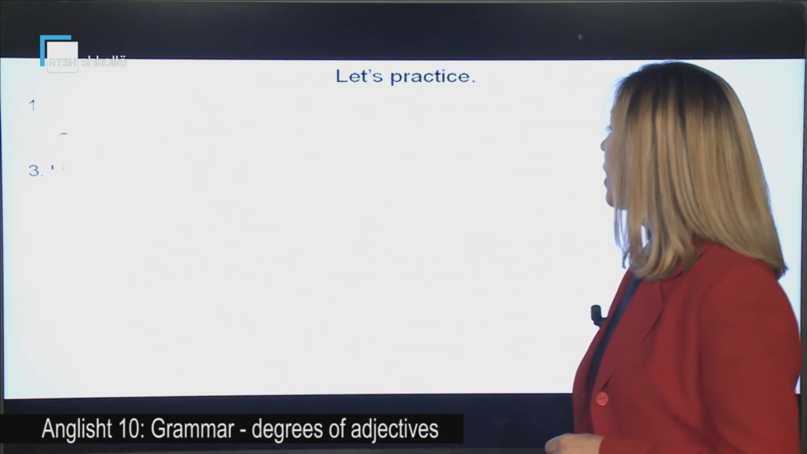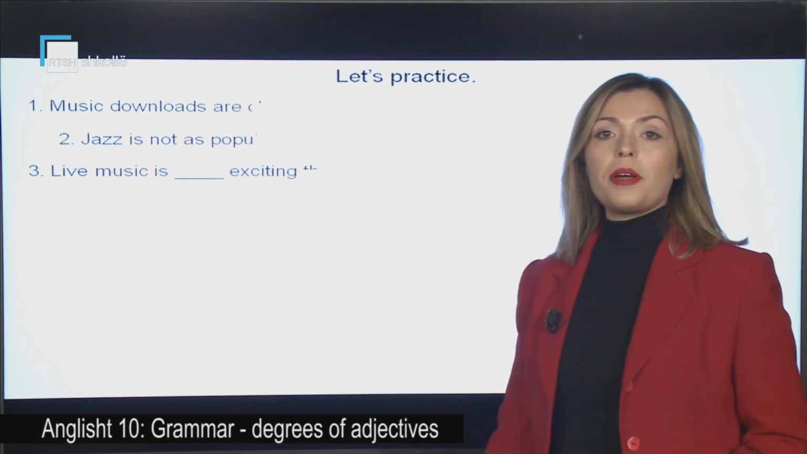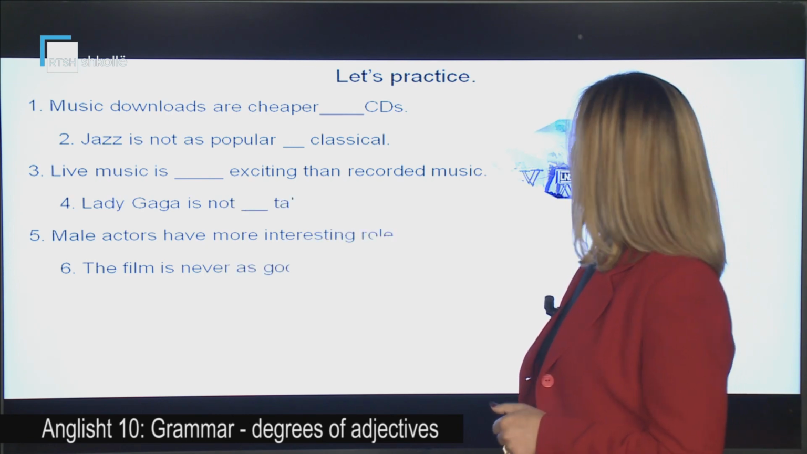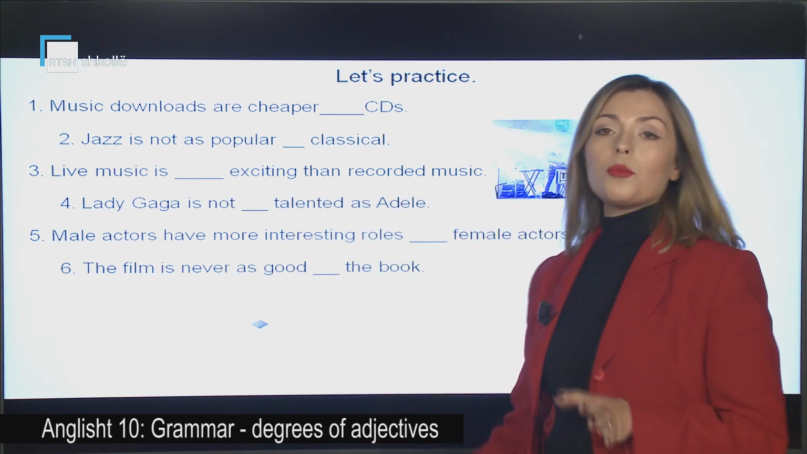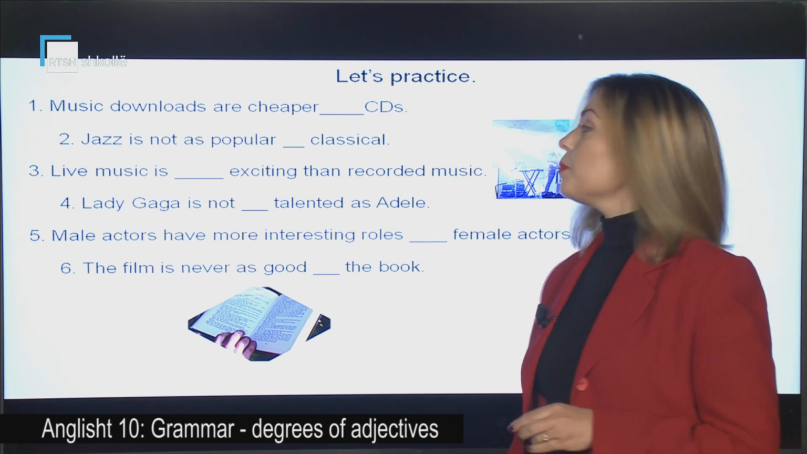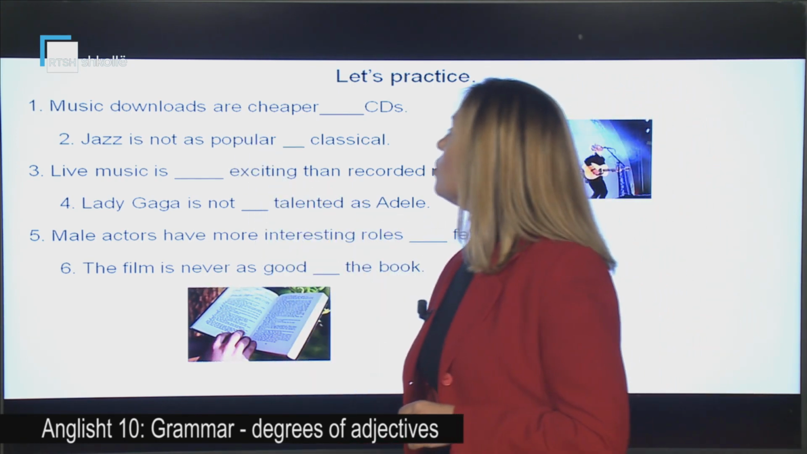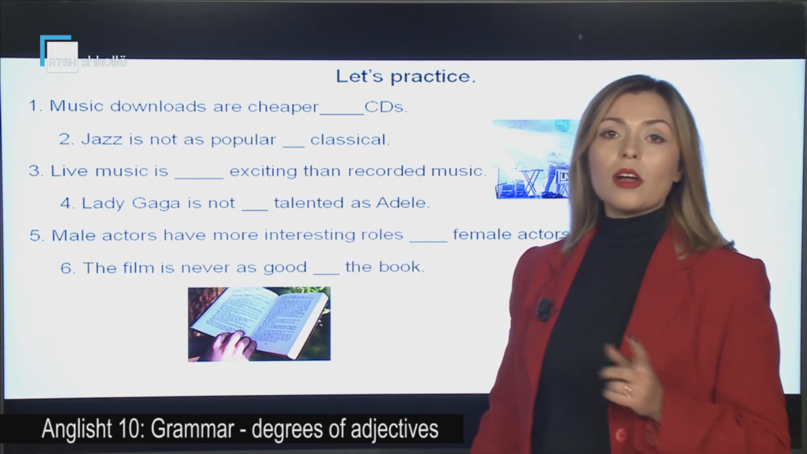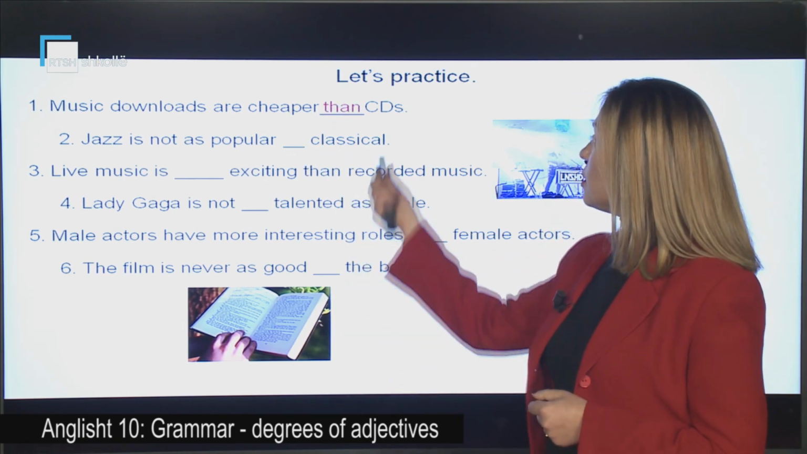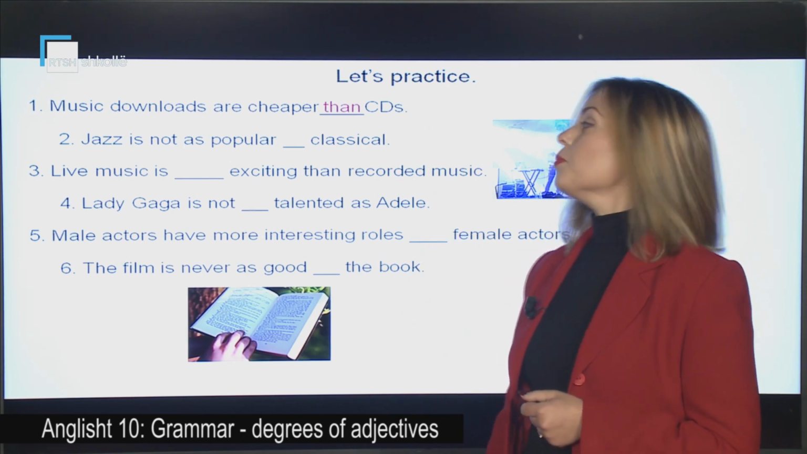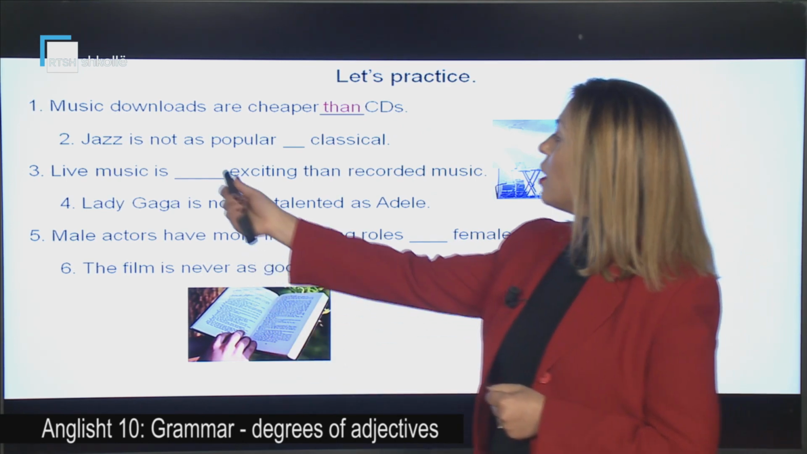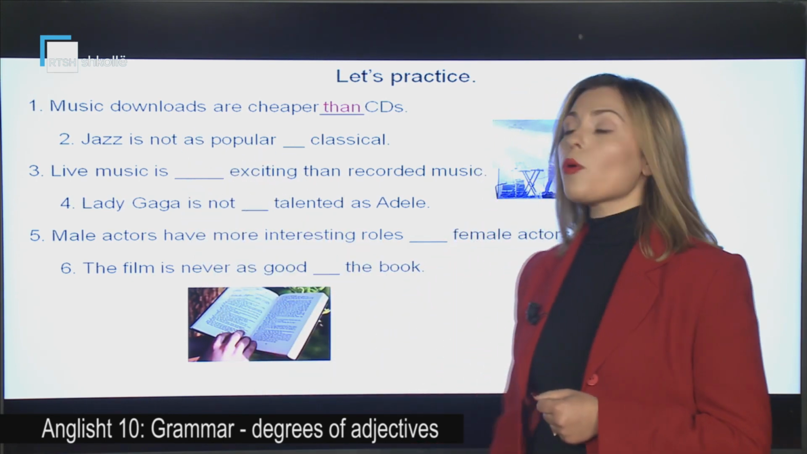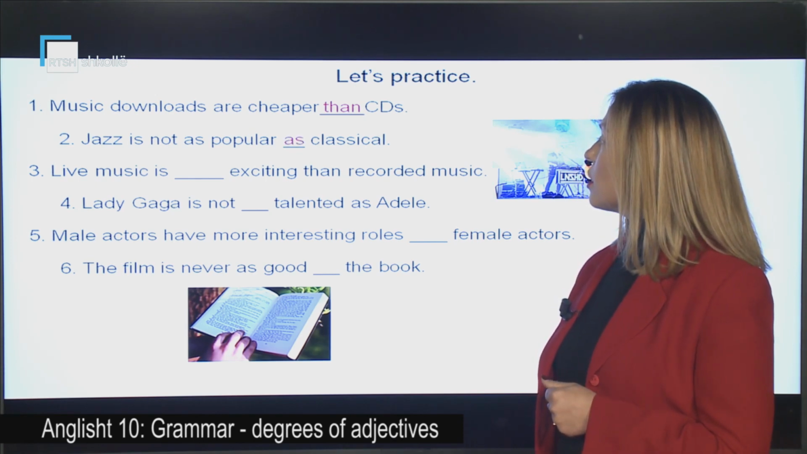Now, let's practice what we learned about the comparative and the superlative form. We're given some sentences, and I would like you to put the missing word. Music downloads are cheaper, so we compare. It's easy. Are cheaper than, of course, CDs. Number 2, jazz is not as popular. What's missing? Look at the structure. As popular as, of course, classical.